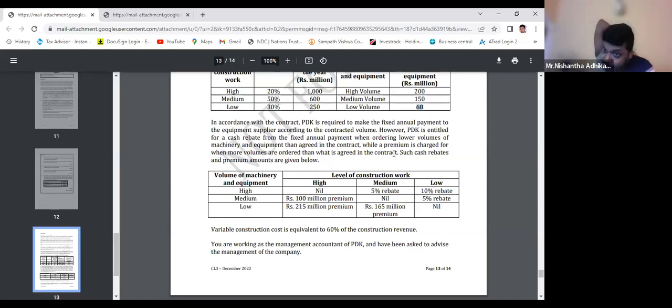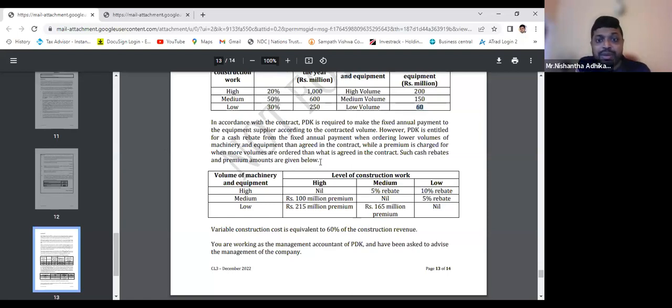in the contract. Assume you have ordered 10 machinery, but it requires 15, now for the additional 5 machineries you have to pay a premium. Likewise, in this situation, if you require high machinery but you order medium machinery, now you have to order high machinery at a higher cost, an additional premium cost. Likewise, if you have ordered a high machinery, but construction work is medium, there's no issue at all, right?